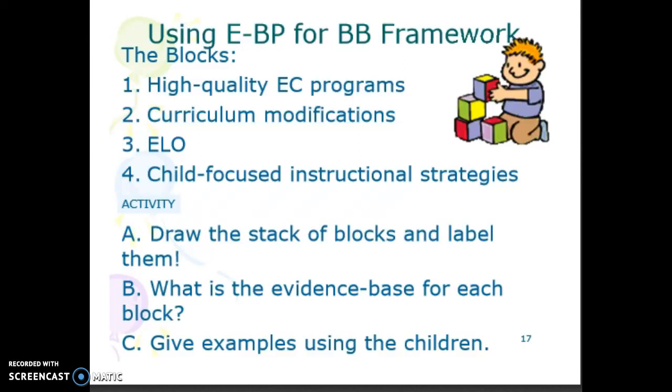Okay. So these are some activities I suggest that you think about doing to help you apply and learn the Building Blocks framework. We will be asking and talking about the framework later as we move forward in the course, but you might go ahead and draw your own stack of blocks and label them. And then in this chapter, the authors have given you the evidence base for each level, each block. Pay attention to that. And think about the 4 children that you just spent a fair amount of time describing and submitting in the assignment tab, those 4 kids in our text. Think about them and examples using them. That would be a good way to practice this information too.